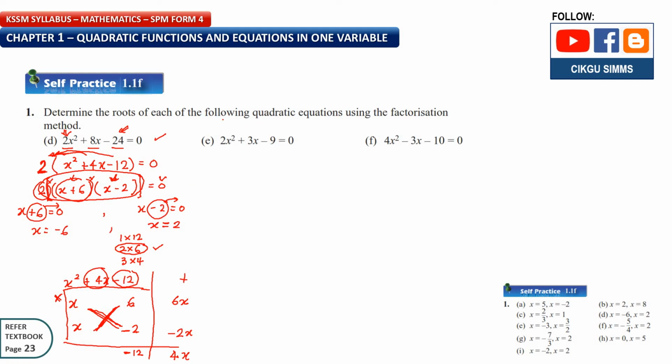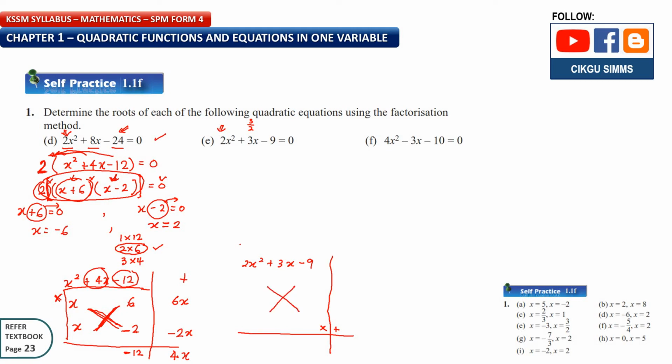Okay, for question E, we do the same thing. We need to check, is everything divisible by 2? No, because 3 cannot divide by 2, right? Okay, so we just solve it like usual. So 2x squared plus 3x minus 9. And then I do the same thing. I draw this. So everything inside here is multiply. Everything inside this box is plus. Okay.